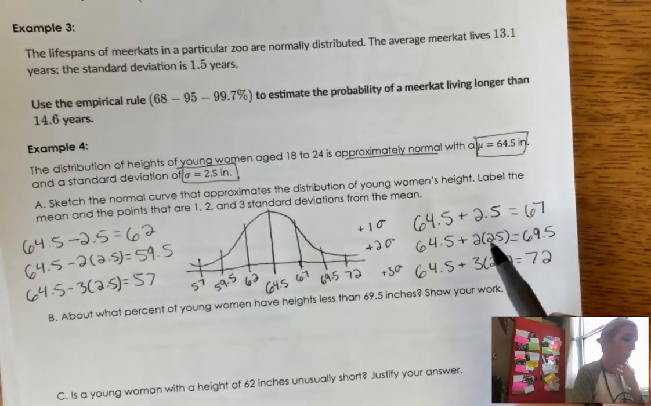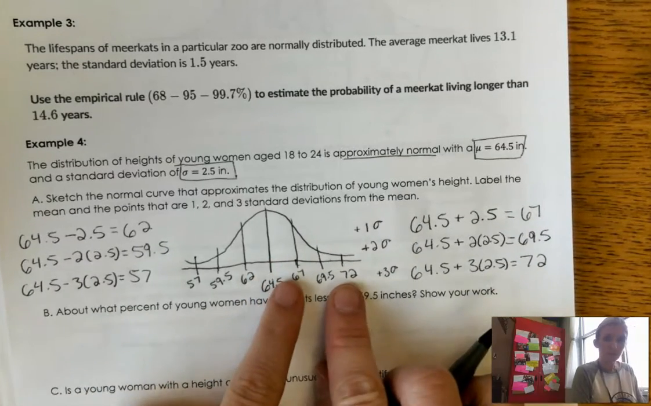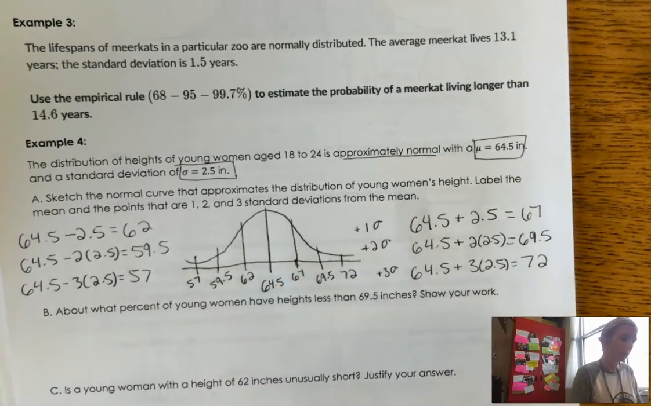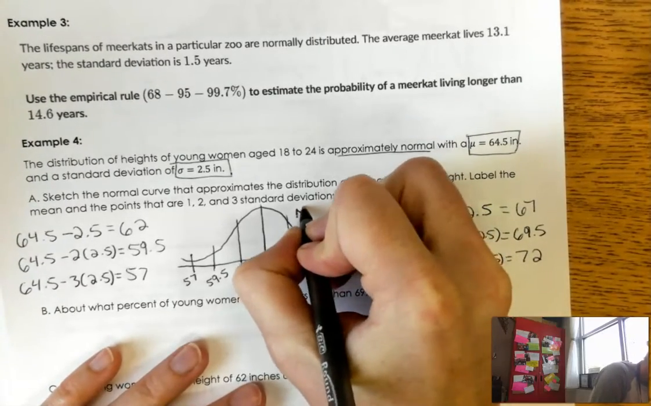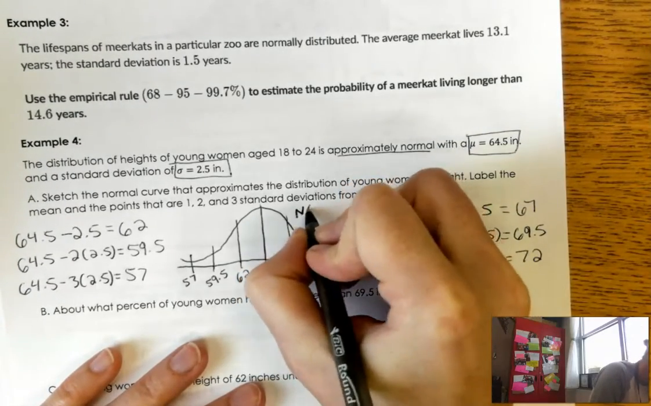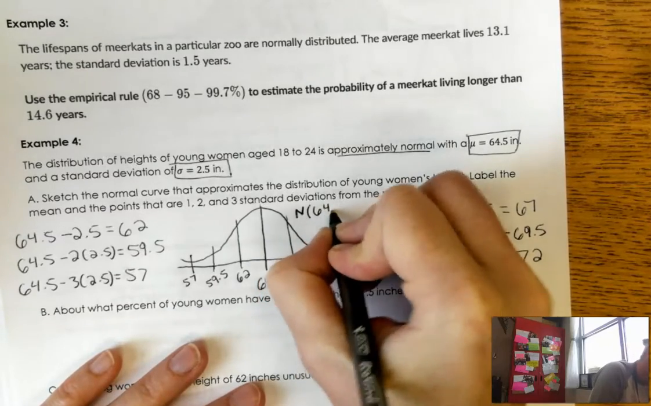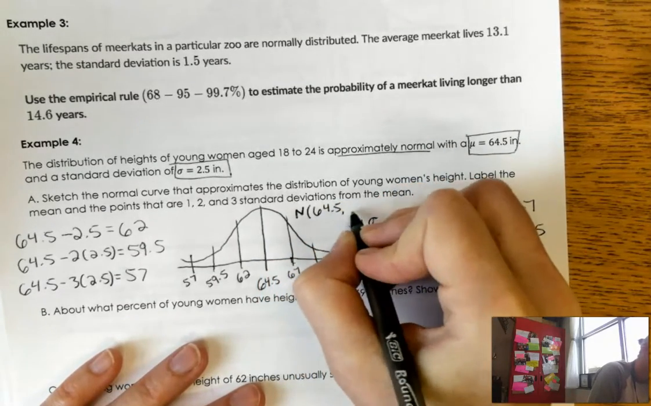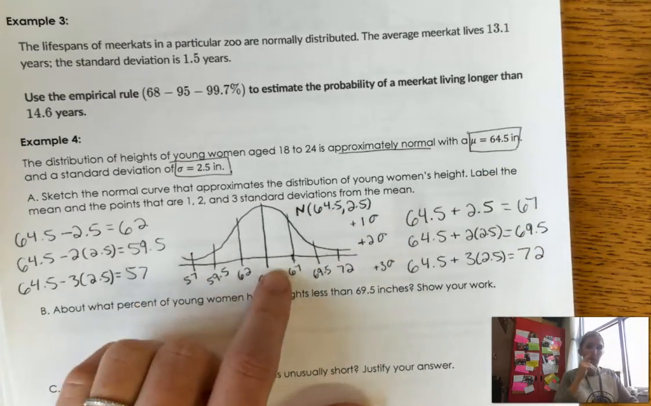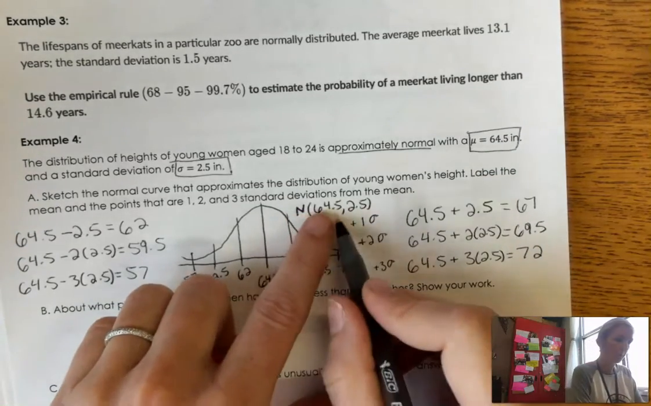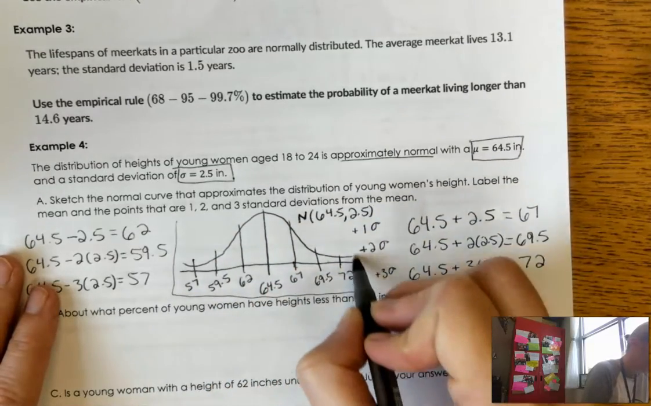So I've got my normal curve, got my mean in the middle, my 3 standard deviations above the mean, and my 3 standard deviations below the mean. So I'm always going to write my little abbreviation. N means normal. The first number, I'm going to write it like an ordered pair. The first number is going to be my mean, and my second number is going to be my standard deviation. That's just so I know what's shown in this graph. Normal, my mean, and my standard deviation. And that's my normal curve drawing.